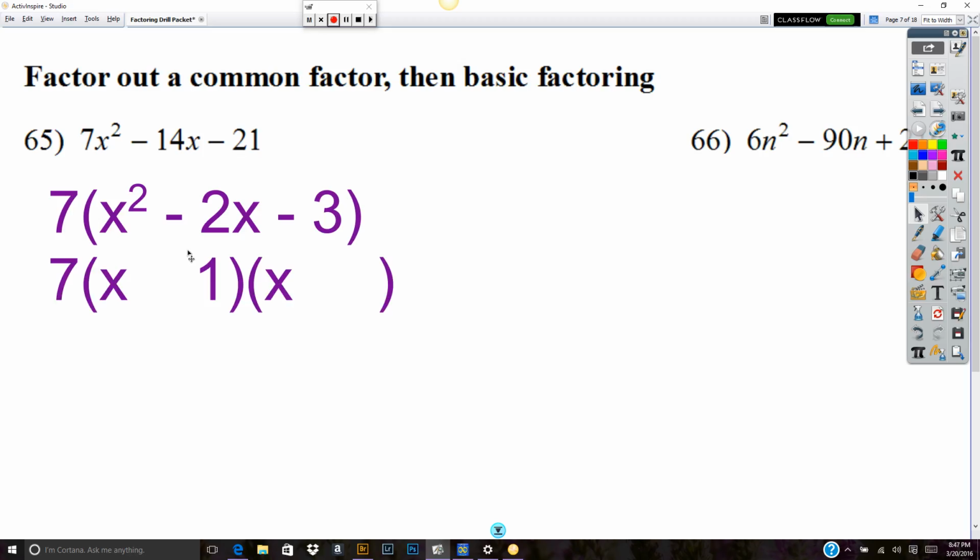My box has got all messed up here. Minus means my signs are different, and I've got a plus 1 and a minus 3 because those are the only things that make 3. It has to multiply to 3 and subtract to 2. I put the 3 with the minus because the 2 is minus.